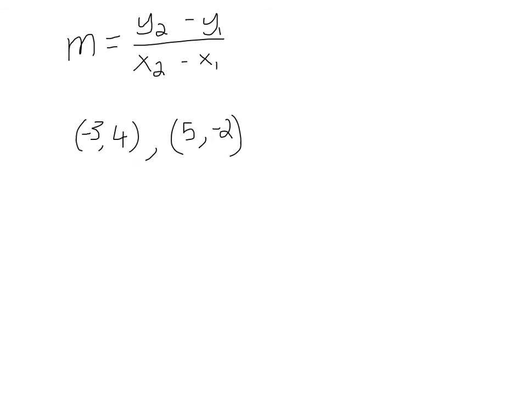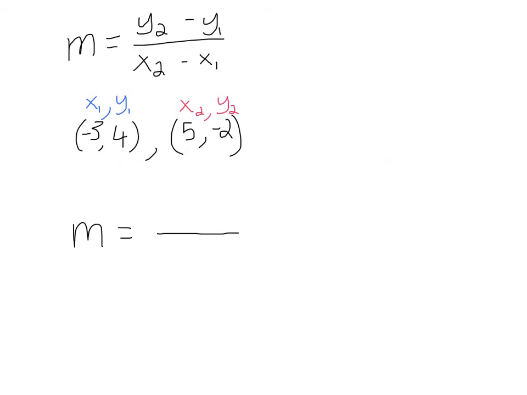Alright, here's our first example. So we're going to try and find the slope between -3, 4 and 5, -2. What I like to do first is label my x1, y1 and my x2, y2, like so. And then we can plug it into our formula for slope after that.